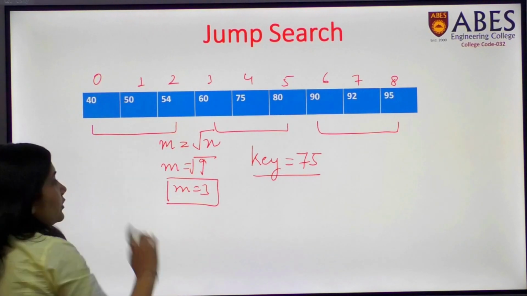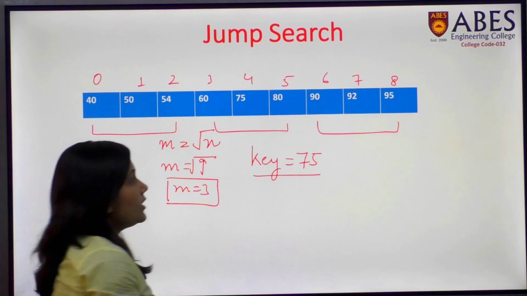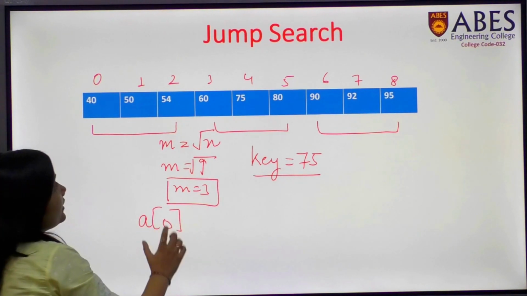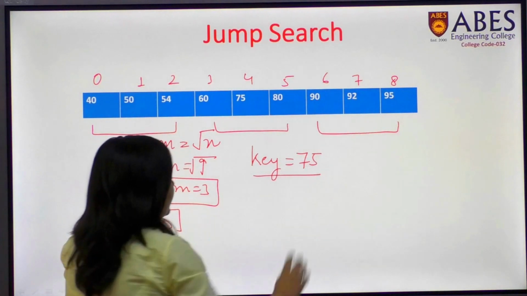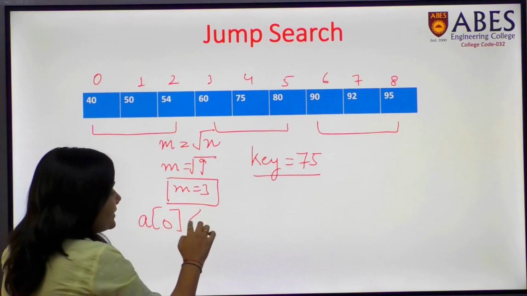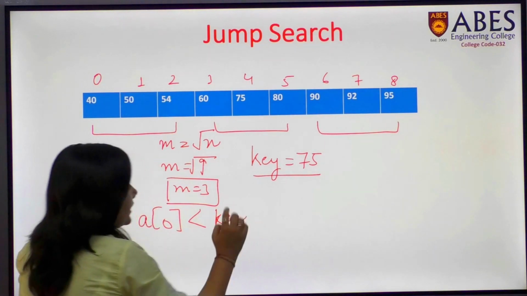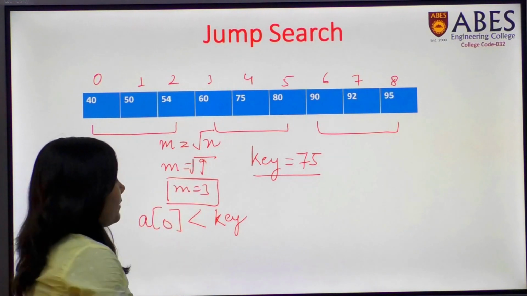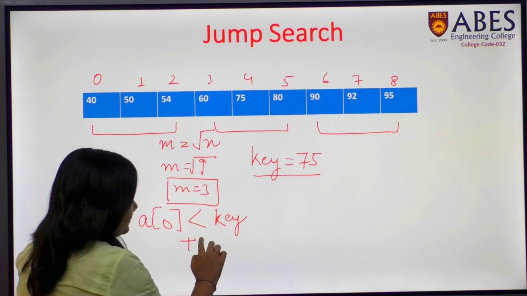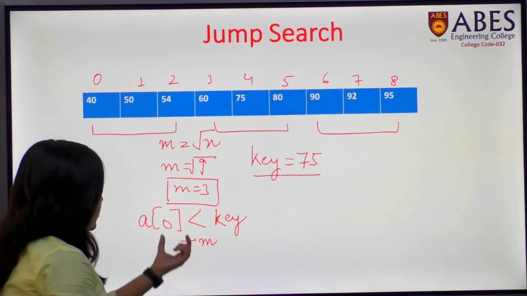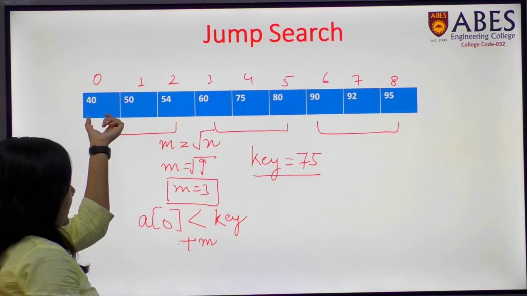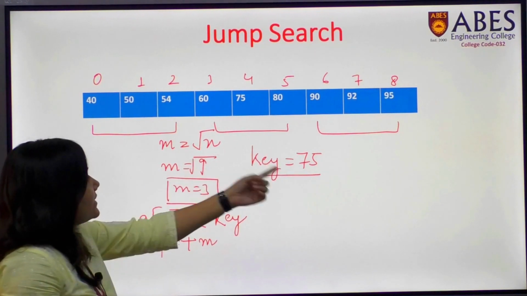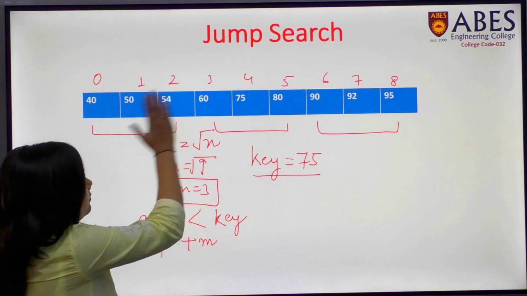First of all, I will start my loop from here only, from this part. I will be checking whether this A0, now listen to this very carefully, A0, because I have already divided it into 3 blocks. So if A0 is less than my key, the element which I need to search, then I will move to the next block by taking a jump of plus m, which is 3. So you see A0 is 40. 40 is less than your key element, which is 75. So 40 is less than 75, true. So it means that you will move to the next one.